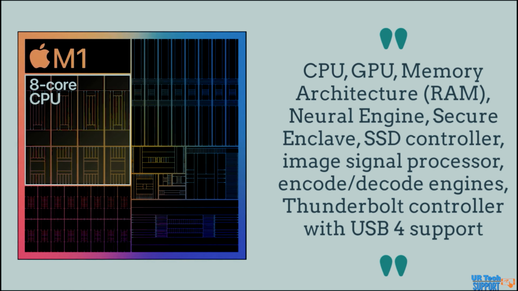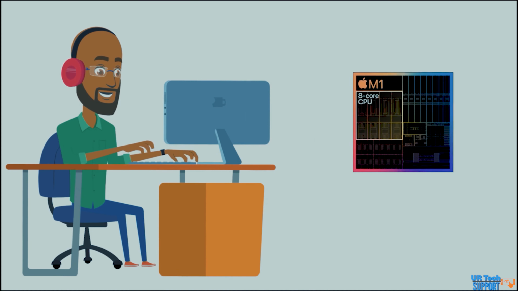Now, when it comes to Apple and their M1 integration, on M1 they have the CPU, the GPU, memory architecture, the RAM, the Neural Engine, Secure Enclave, the SSD controller, the image signal processor, the encode/decode engine, the Thunderbolt controller with USB 4 support, all of which is powered by the different features in the device that the M1 is installed in. Why this is cool is because before, the Macs had a separate component for the CPU, the IO, and security. Now, with the integration of all these components, all the processing that the system's going to do is going to be a ton faster than it was before.